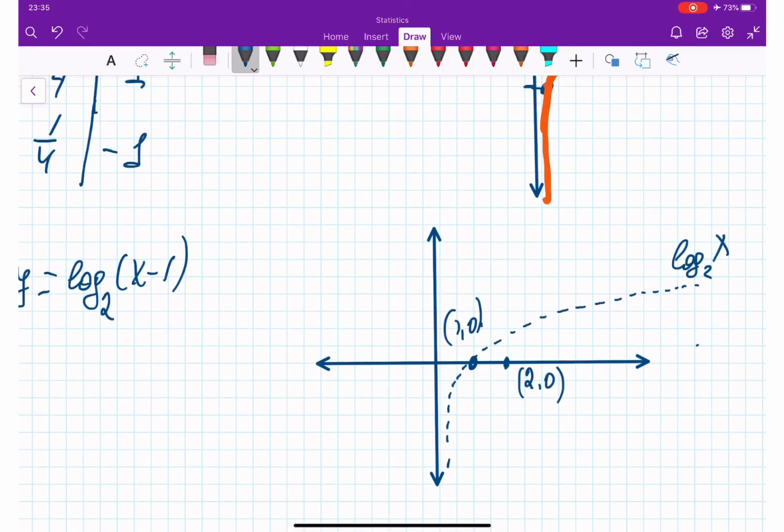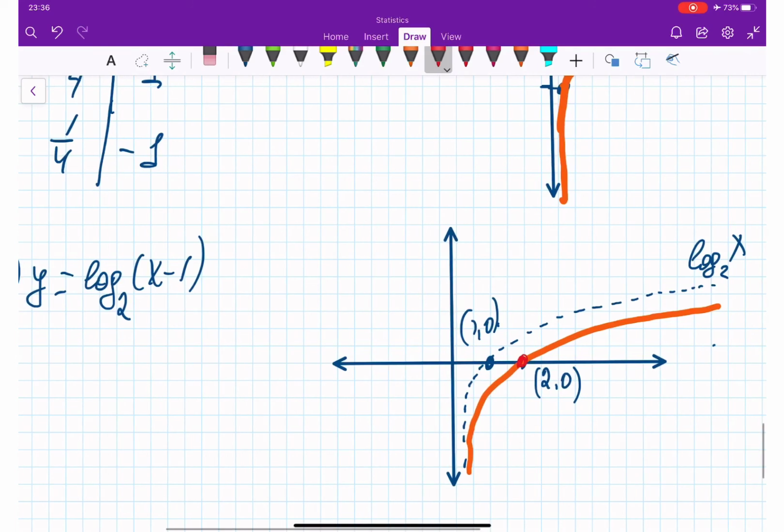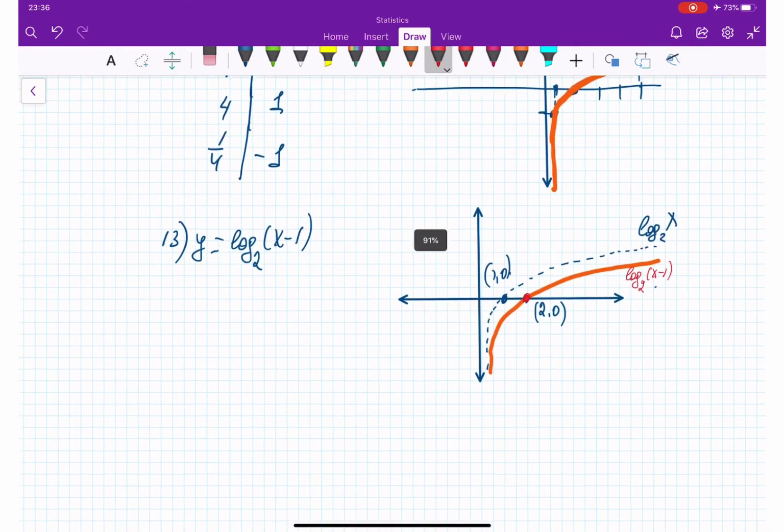So this graph is going to come the same way and then go parallel. While this point is 2 and 0, the graph is going to be log x minus 1 by base 2. Okay?